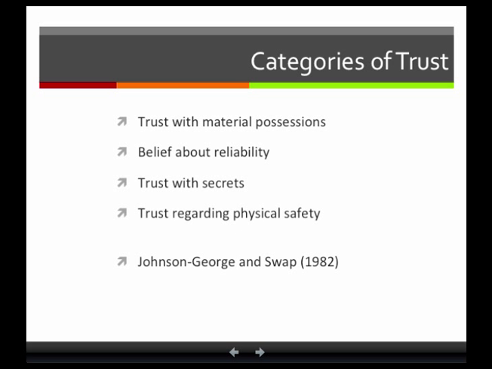These were established by Johnson, George, and Swap in 1982, and we can probably group most of your suggestions into one of these 4 categories. One is trust with material possessions. So that is, I trust you with my car, or with money, or I'll lend you a sweater, and I think you're going to take care of it.